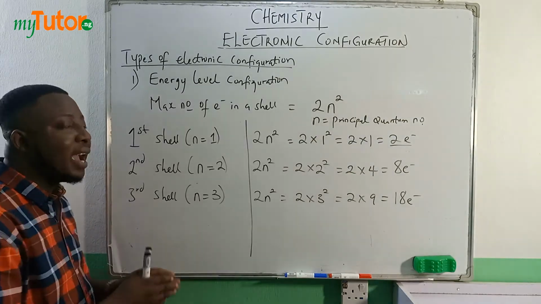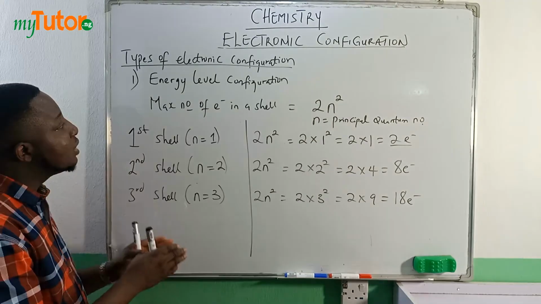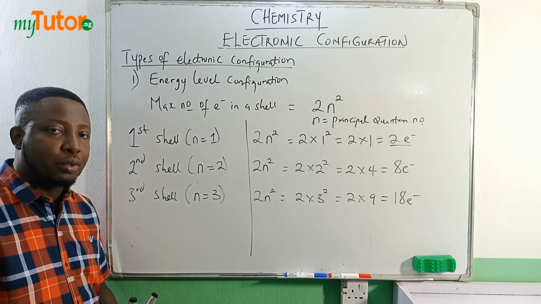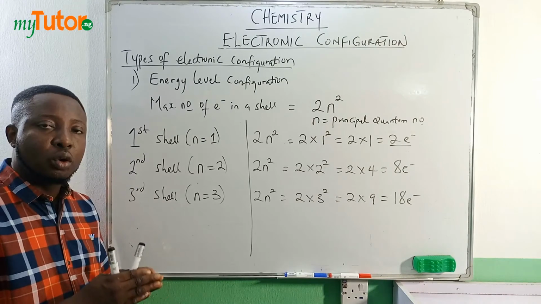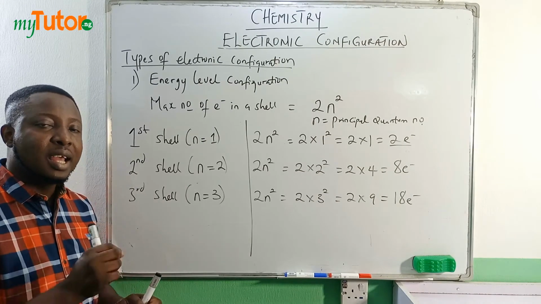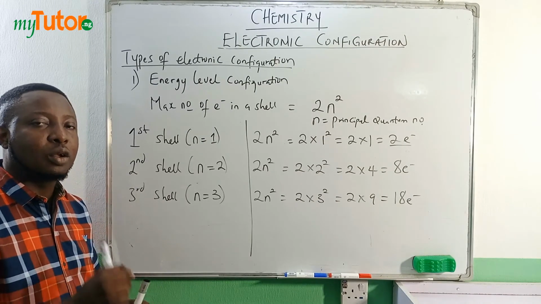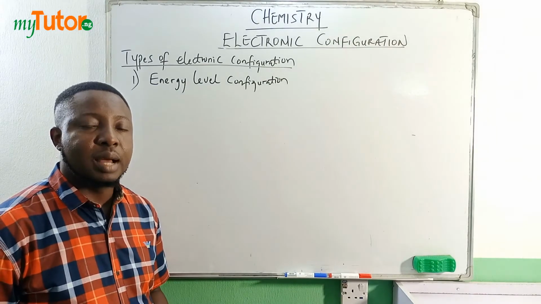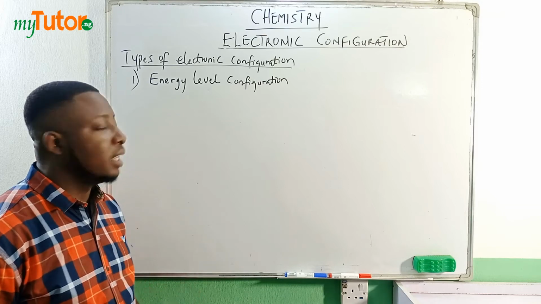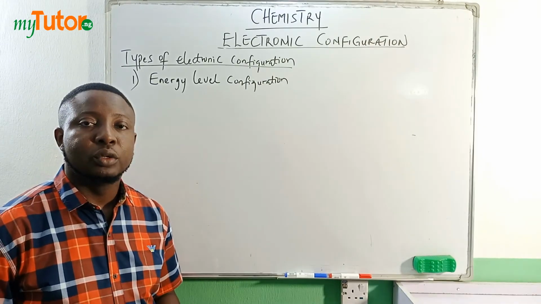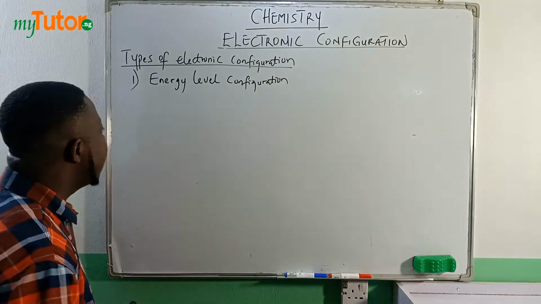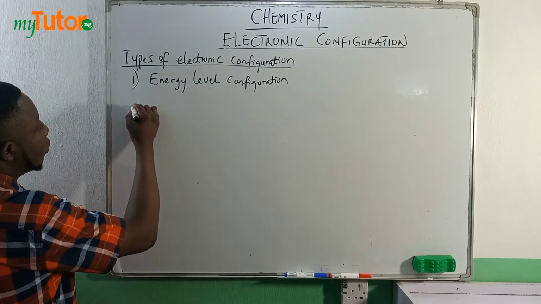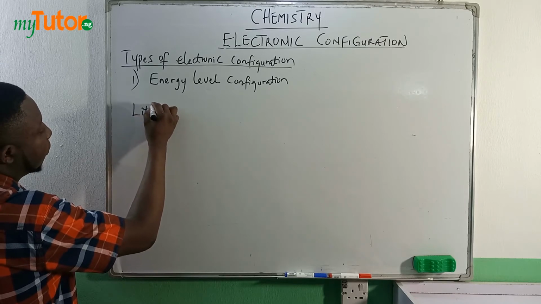And this will guide us in writing the energy level configuration. So we are going to see some examples on how to write the energy level electronic configuration of an atom. So let's consider the first atom to be lithium atom.